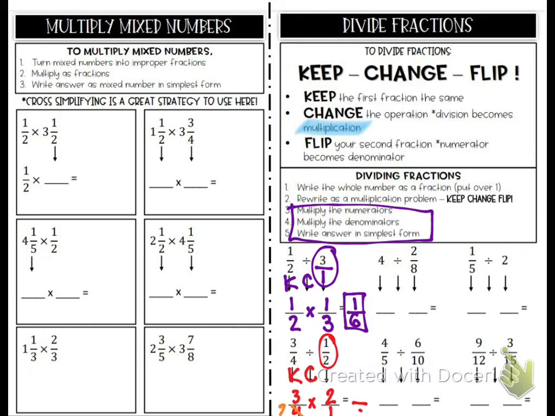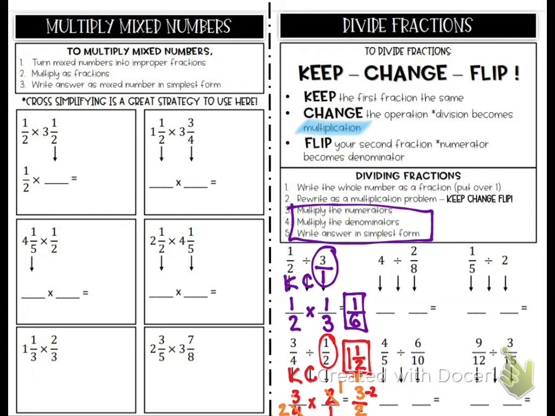So 4 would be replaced with a 2, and that 2 with a 1. 3 times 1 is 3. 2 times 1 is 2. If you notice, we have a fat cowboy here in this answer, so we can make this into a mixed number. So my denominator, 2 can go into 3 one whole time. My denominator stays the same, and when I subtract 2 times 1, there would be 1 left. So 1 and 1/2 would also be this answer.